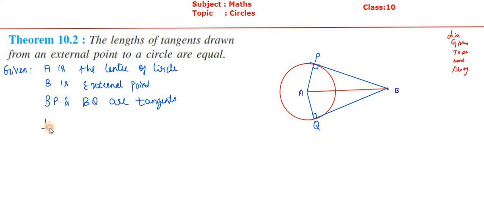So join AP, AQ, and AB also we joined. Finish. This is given, so write this given as it is. First of all, the diagram is very important. Why? Because suppose instead of A, if you take O here, then here also you need to change to O, or else it becomes wrong. And here also you need to change that one.